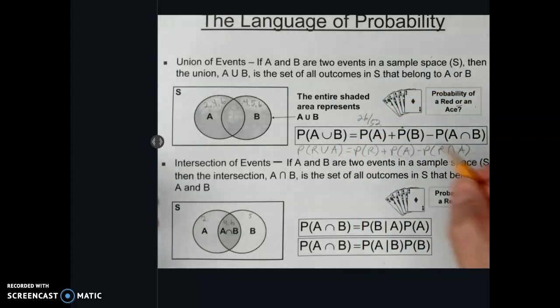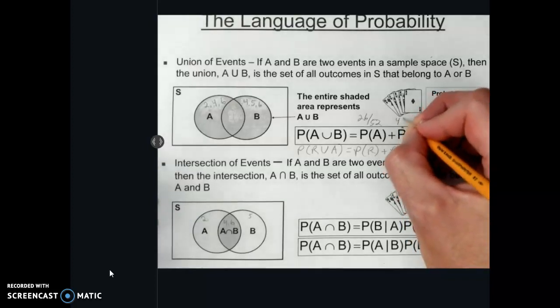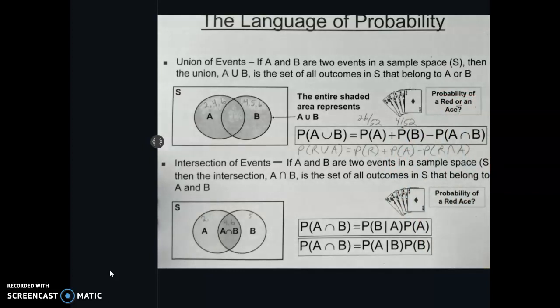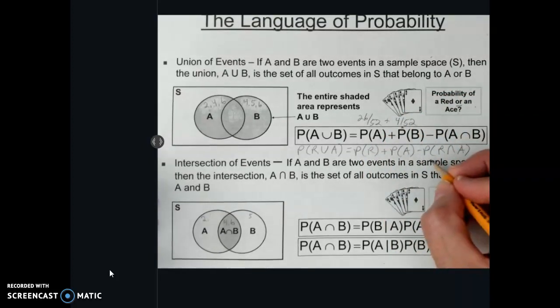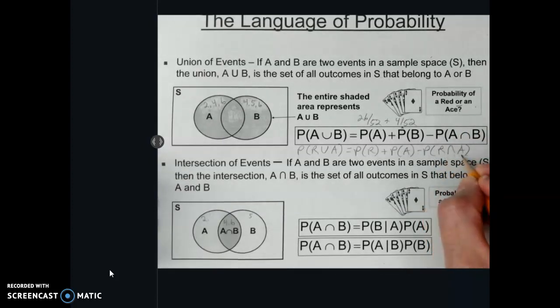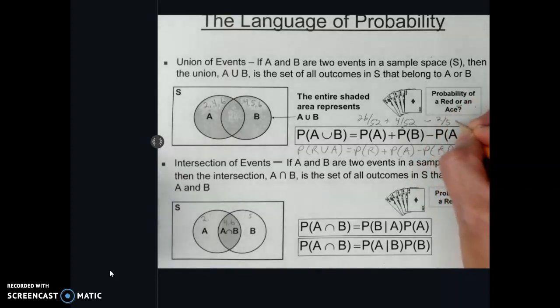Right? The probability of getting an ace in a standard deck of cards, well, there's 4 of them, so it's 4 out of 52. Okay? The probability of getting a red intersecting an ace, remember intersection means and, so red and an ace, well, there's 4 aces and 2 of them are red. So in a standard deck of cards, there's 2 out of 52. So we subtract 2 out of 52.